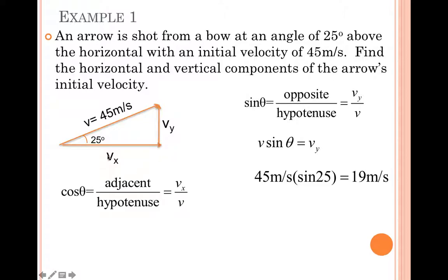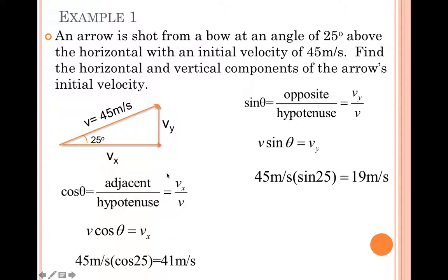Then for the cosine, for the x component of this, same thing. Cosine is going to be adjacent Vx over hypotenuse V. So we drop out this middle explanation to remind you what cosine is, and solve for Vx, and we see Vx is the product of the resultant velocity vector and the cosine of angle theta, which is 25. So in this case, that's 45 meters per second times cosine of 25. So the Vx direction is 41 meters per second.